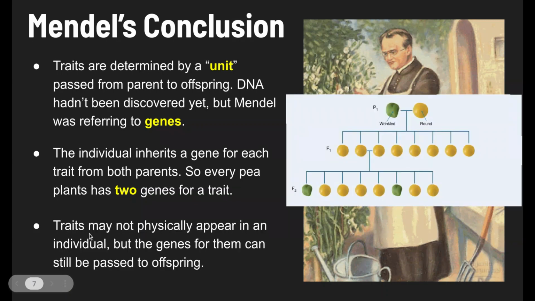And Mendel said that traits may not physically appear in an individual, but the genes for them, what he called the units, can still be passed to the offspring. So that's what was happening here. Even though in this first generation, the wrinkled trait didn't appear, this first generation, they still carried the gene for the wrinkled form, and that's what got passed on to their offspring down here.